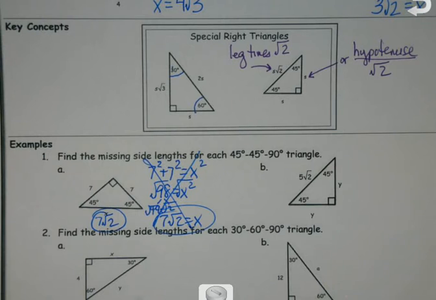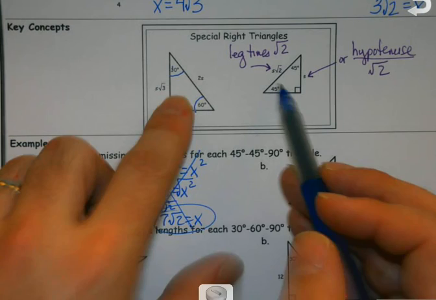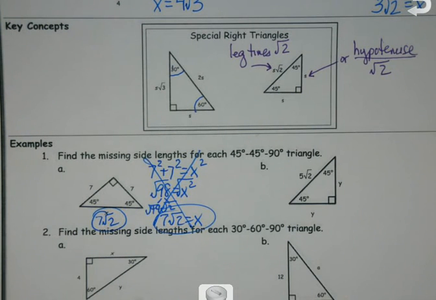And so I've got to start to learn, like we've mentioned earlier in the year, knowing your perfect squares. Well, now I need to understand these patterns. I need to work on getting the hang of these. For 45, 45, 90, it absolutely will be.